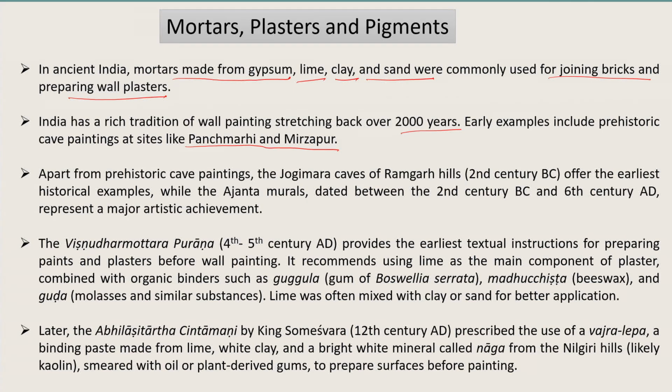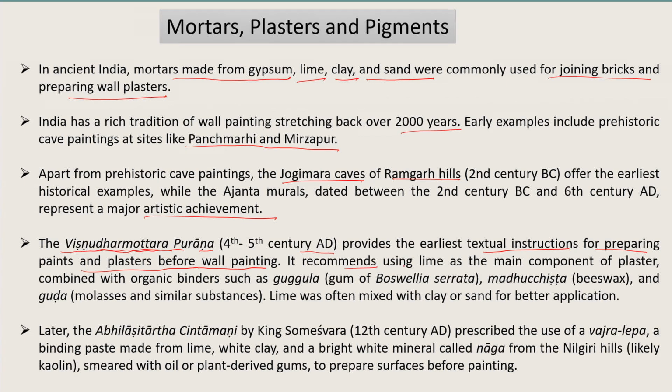Apart from prehistoric cave painting, the Jogimara caves of Ramgarh Hill, 2nd century BC, offer the earliest historical example, while the Ajanta murals, dated between the 2nd century BC and 2nd century AD, represent a major artistic advancement. The Vishnudharmottara Purana, 4th-5th century AD, provides the earliest textual instruction for preparing paints and plaster before wall painting.